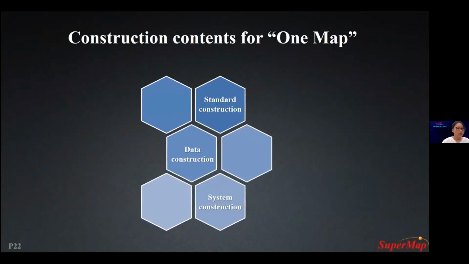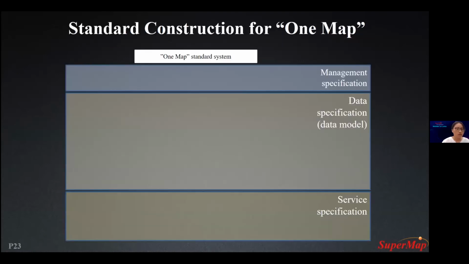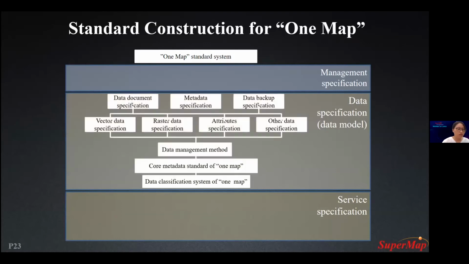Then let's take a look at how the platform should be built. The content includes three aspects: standard construction, data construction, and system construction. Let's firstly have a look at how to realize standard construction. There are three parts: management specification, data specification, and service specification. The core construction is the data specification.